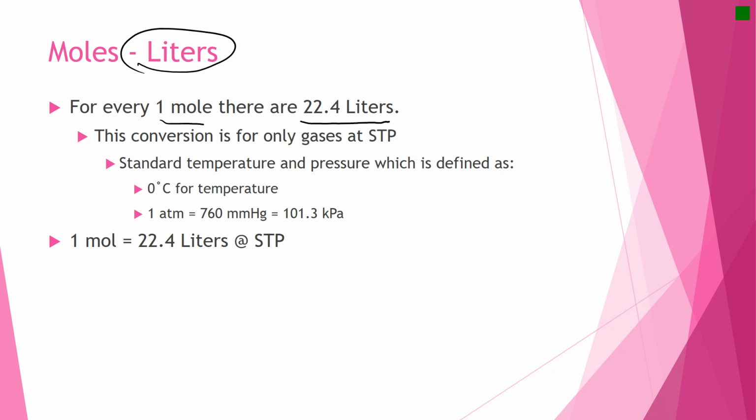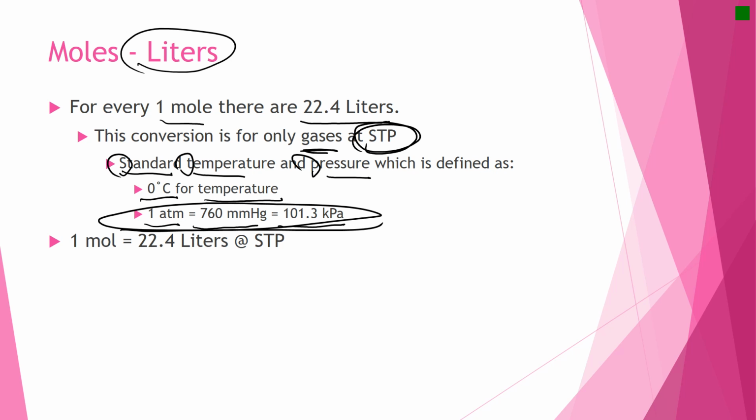Now, this conversion only works for gases, and they have to be at this special thing called STP. What is STP? It's a condition that you put it on. It means standard temperature and pressure. That's where the S, T, and P come from. What is standard temperature? Standard temperature is 0 degrees Celsius, and the standard pressure is either 1 atmosphere, 760 millimeters of mercury, or 101.3 kPa.